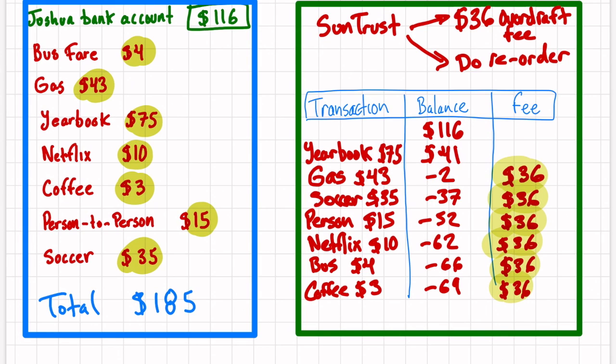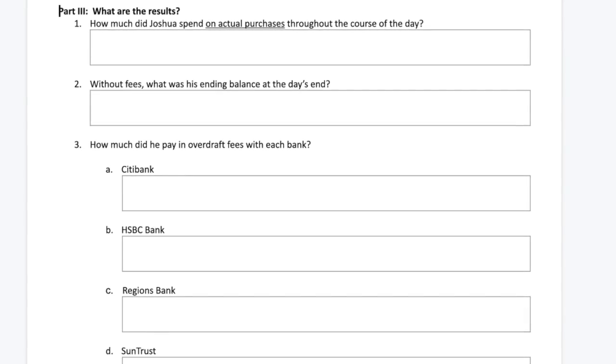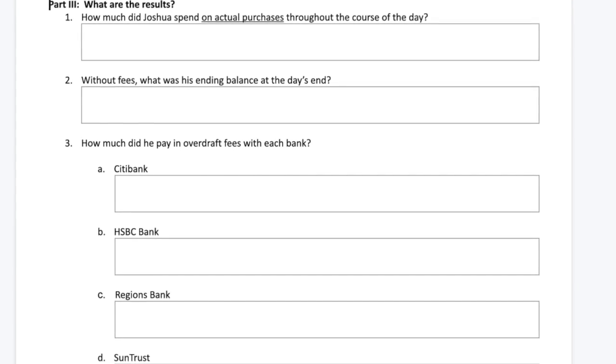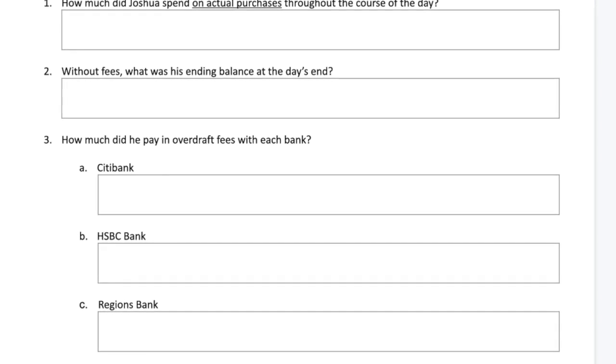So another fee of $36. Now I'm going to add up my fees to see how much I owe the bank. So it's $216. So now that we know the amount of fees that we pay for SunTrust, we just go back to the document, and for part 3 where it says SunTrust, write down $216 a month because that's how much we paid in fees.